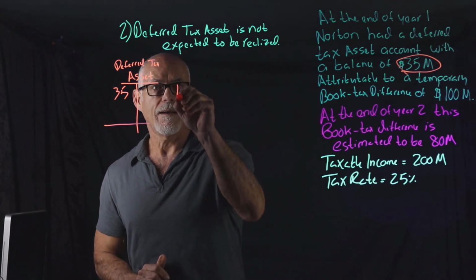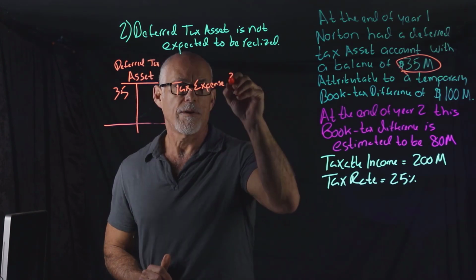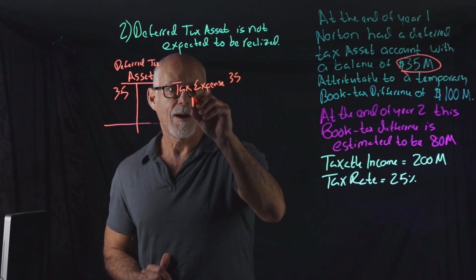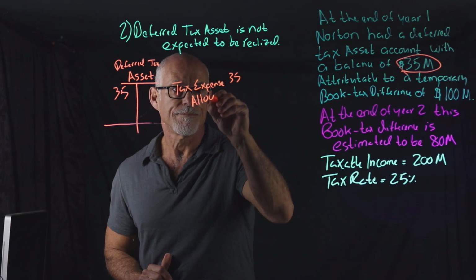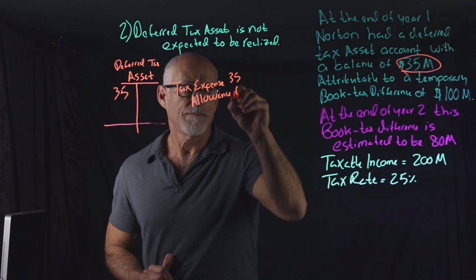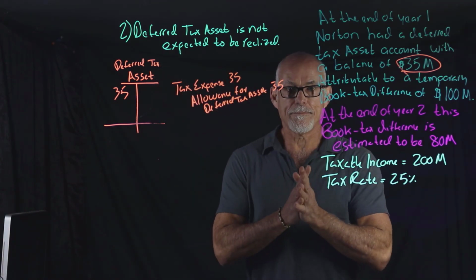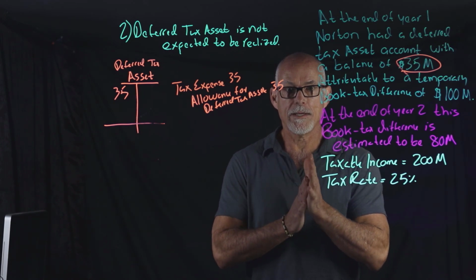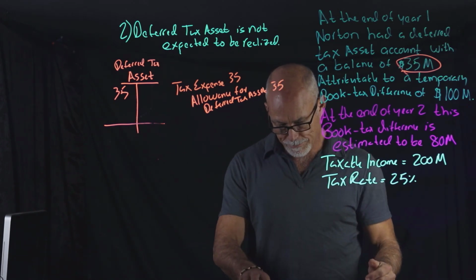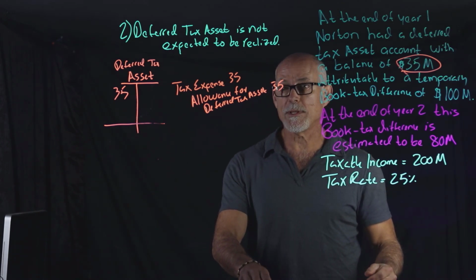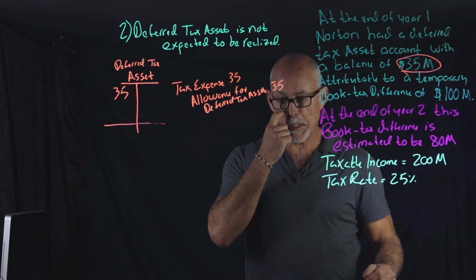So what we would have is tax expense for 35 and allowance for 30. Subtracting from it, it's an impaired asset, right? So I think that takes care of us with that one. Let's go ahead to the next.